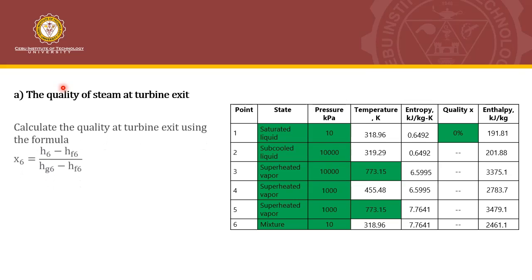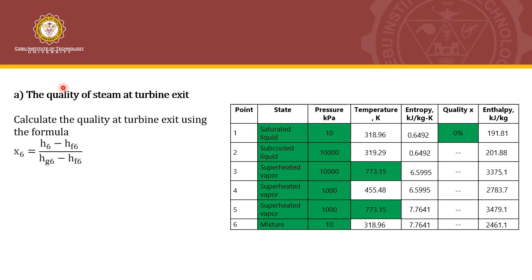To get the quality, we will use the formula X6 equals H6 minus HF6 divided by HG6 minus HF6.